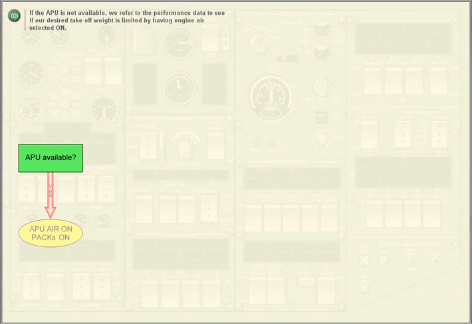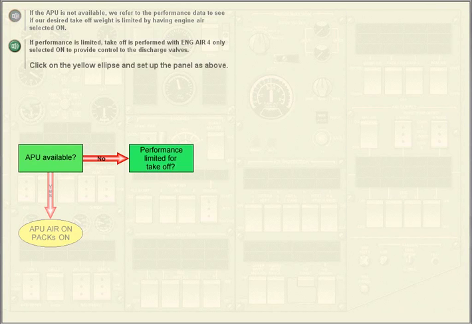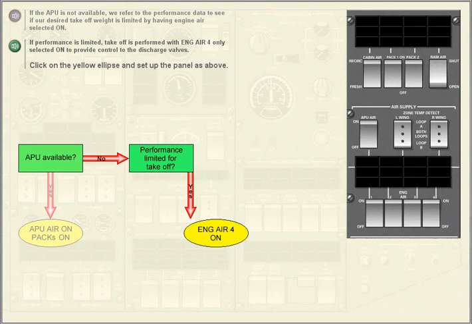If the APU is not available, we refer to the performance data to see if our desired takeoff weight is limited by having engine air selected on. If performance is limited, takeoff is performed with engine air 4 only selected on to provide control to the discharge valves. Click on the yellow ellipse and set up the panel as above.